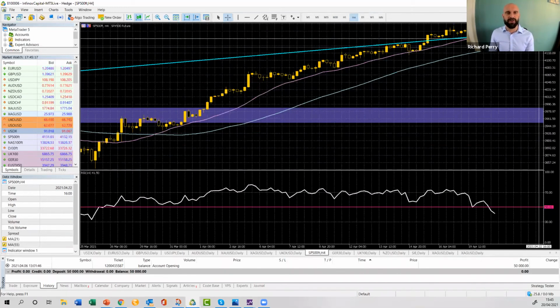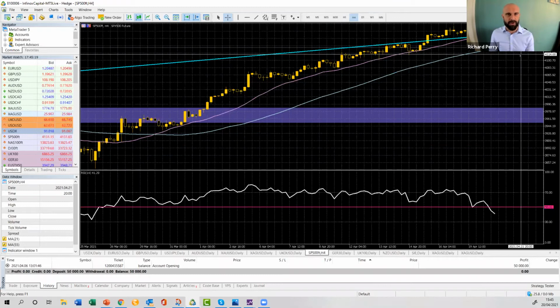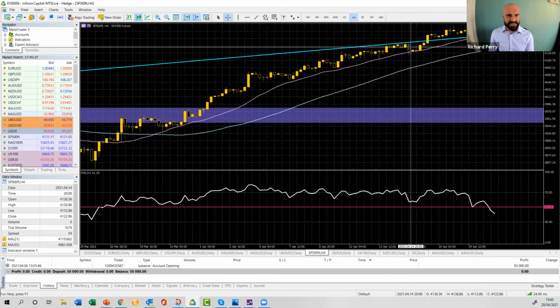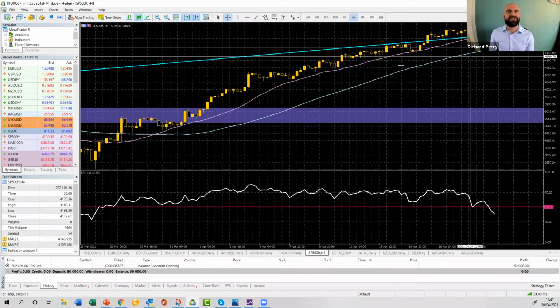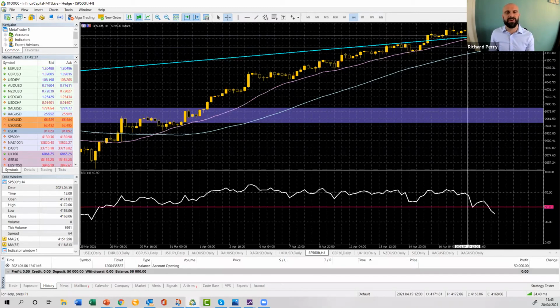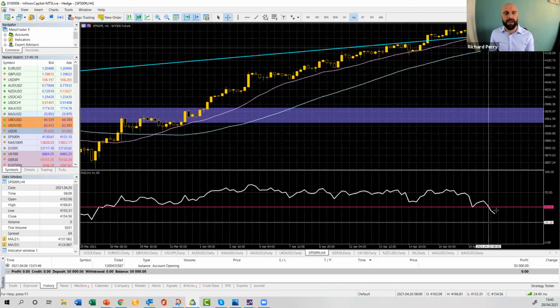This is the 4-hour chart. This is the chart I would be looking out for, and you're looking for how the market responds around key support lines. 4,110 was this reaction low here, 4,112 actually, but 4,112 was this reaction low. If you start to close below that, you start to form lower highs and lower lows.